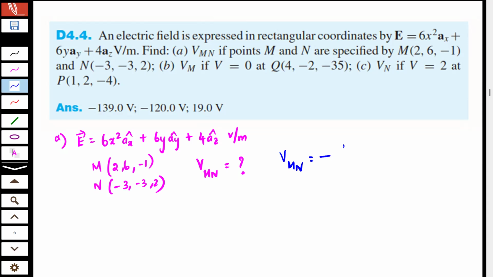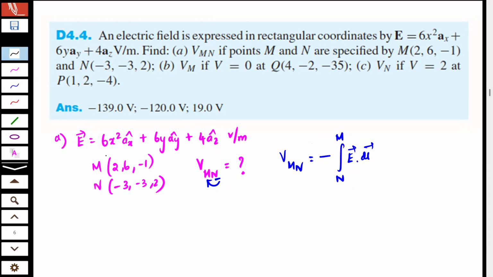Vmn can be given as minus integration E vector dot dl vector. The reference is N and the final point is M. So you should know the convention. The second subscript indicates the reference, which will come as the initial position, and the first subscript indicates the final position that should come as the upper limit of the integral. Initial position is always the reference point, which should come as the lower limit, and the final position will come as the upper limit. So let us solve this numerical problem.